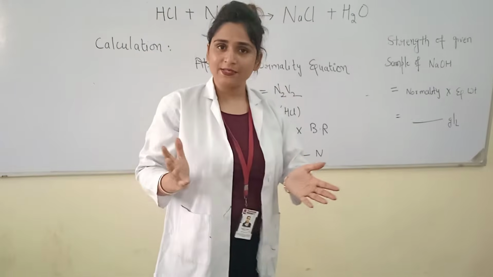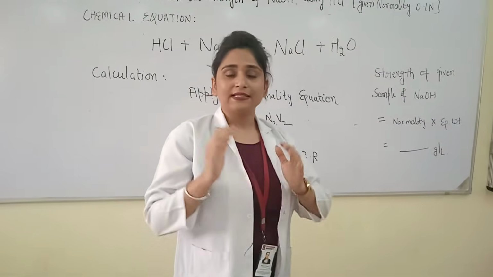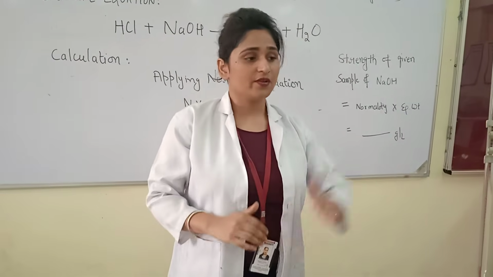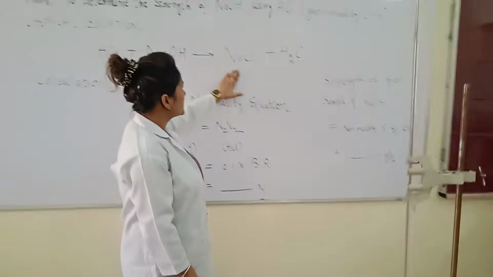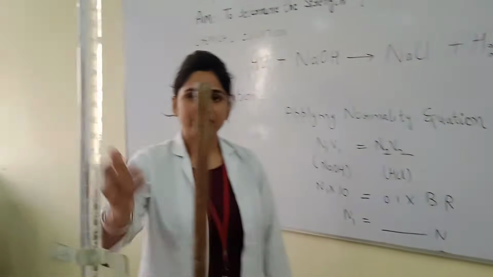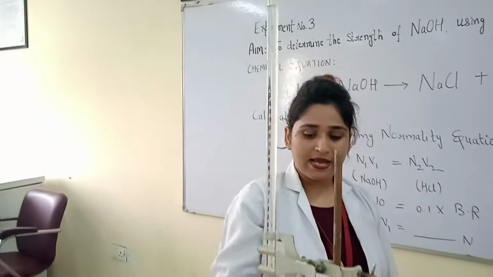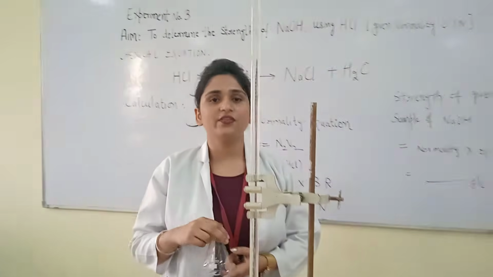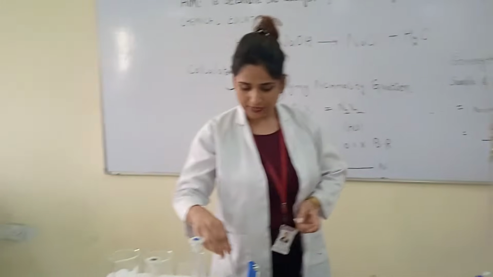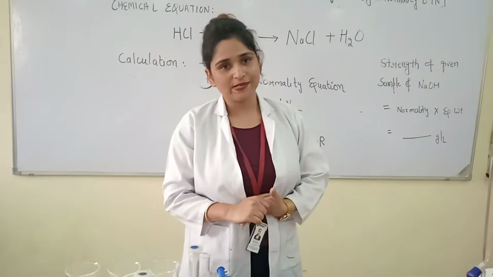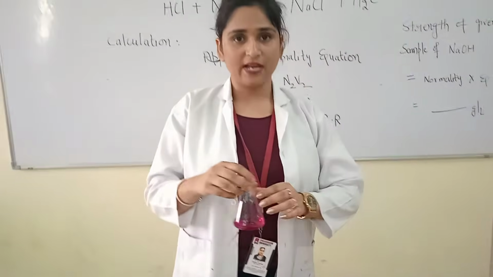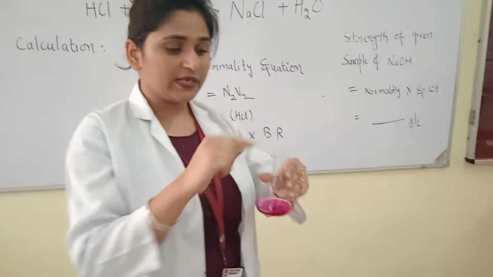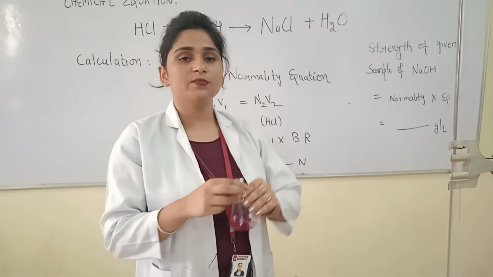So what is the endpoint? The endpoint is when your reaction has been completed, when your titrant has completely reacted with the titrate and produced salt and water. For today's experiment, the titrant is HCl, and in the titration flask we will take the NaOH. What will be the endpoint? When you take the NaOH sample in the titration flask and add the phenolphthalein indicator to the base, it will produce a pink color.